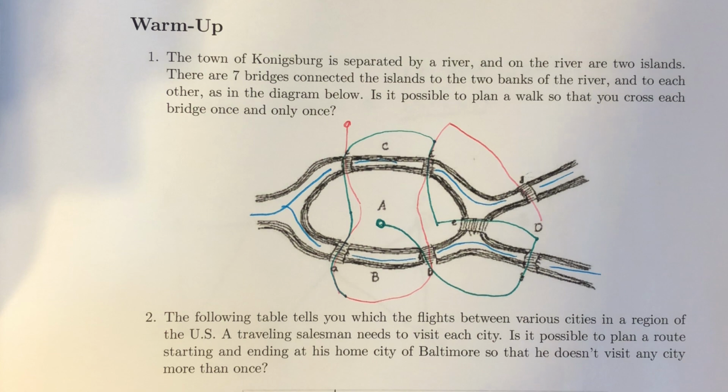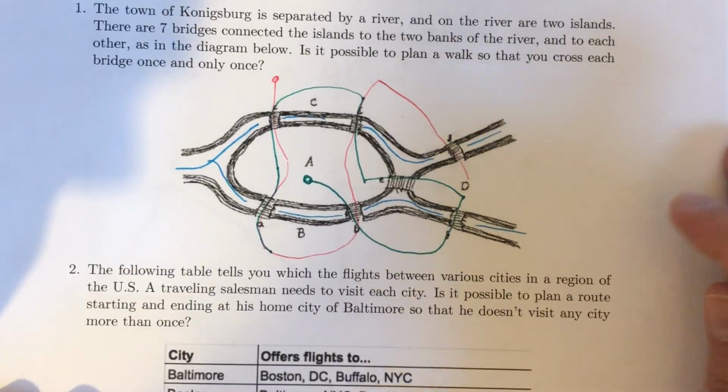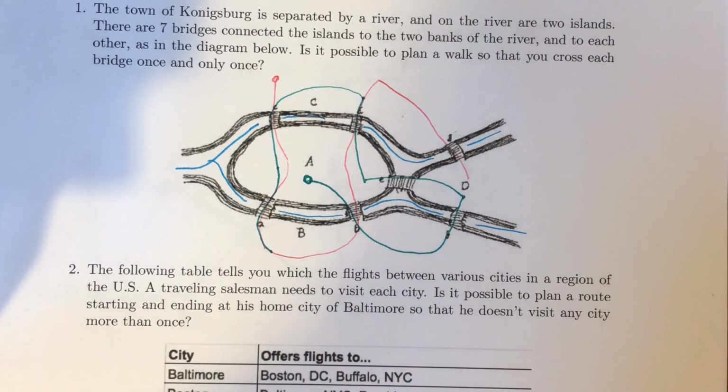So you can play around with this for a little while, but you'll find that there doesn't seem to be any way to do this. There doesn't seem to be any way that you can cross every bridge exactly once. If you are allowed to cross bridges more than once, sure, but doing it once and only once seems impossible. And so a natural question now that we've been introduced to graph theory is, how can we turn this into a graph theoretical question?